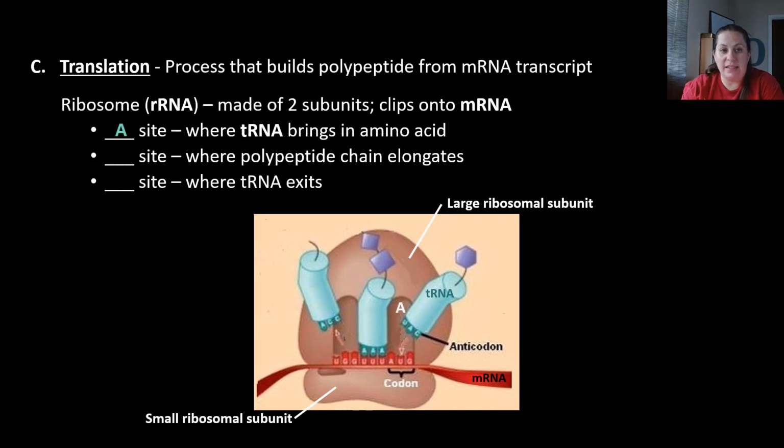The first is the A site, and this is where tRNA begins to bind when it brings its amino acid. We then have the P site, where the polypeptide chain elongates. It's getting longer and longer. And then the E site is where the tRNA is going to exit and go pick up another amino acid. Okay, so it dropped it off, and it's going to go pick up another one.